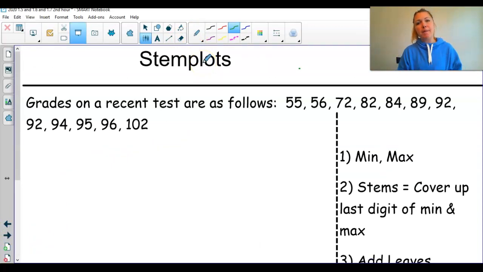Okay, the next one is a stem plot. When you were in middle school, you learned it as a stem and leaf plot, okay? Let me cover up the steps here.